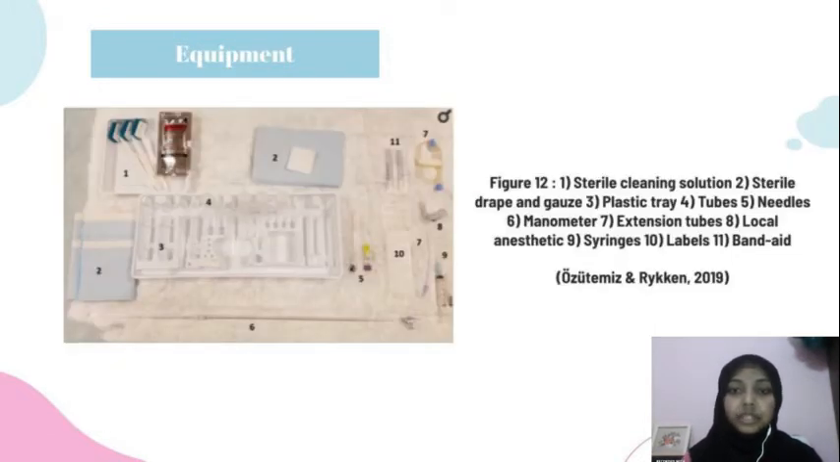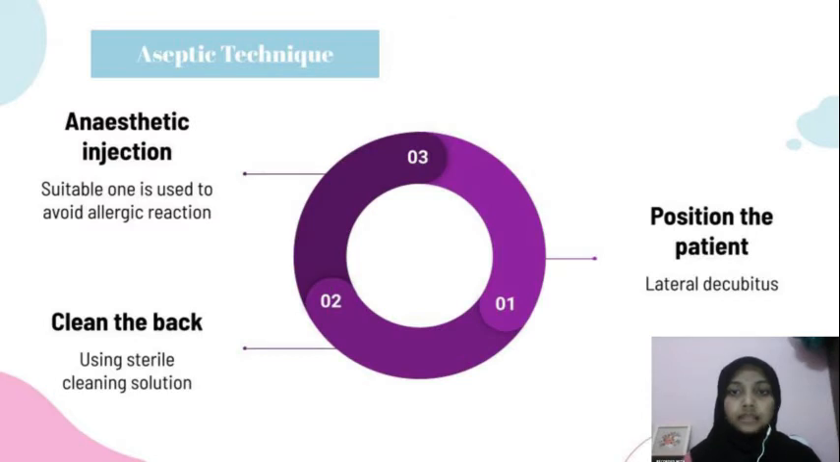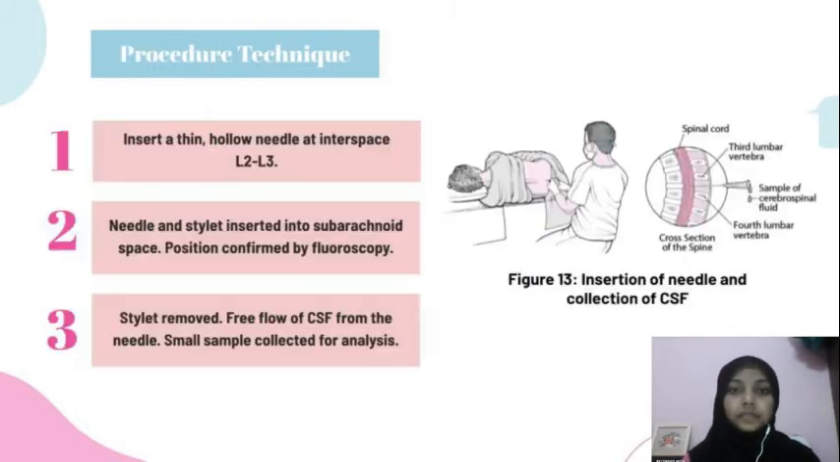These are the standard equipment used. First, sterile cleaning solution, sterile drape and gauze, plastic tray, tubes, needles, manometer, extension tubes, local anesthetic, syringe, labels, and band aid. Next, for the aseptic technique, after the patient is positioned in lateral decubitus, the back is cleaned using sterile cleaning solution, and then anesthetic is injected. A suitable one is used in order to avoid allergic reaction.